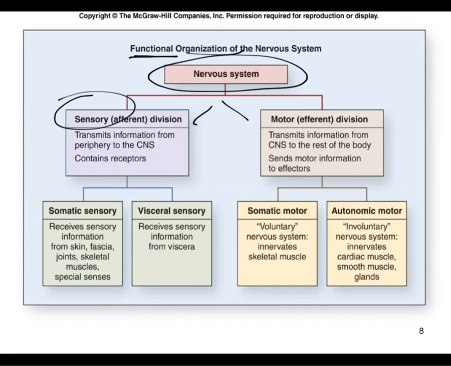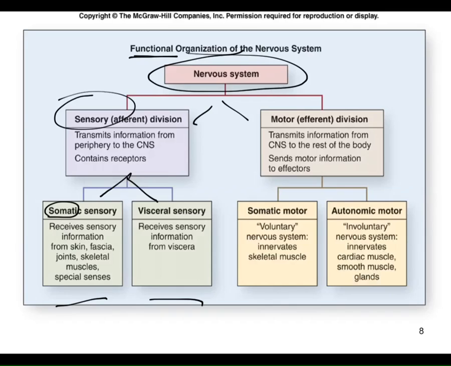The sensory nervous system, the sensory division, can be further broken up into the somatic sensory and the visceral sensory. There's a word here that we need to understand, and that is soma or somatic. We haven't seen that term yet. Okay, but soma means body. So your somatic sensory is basically receiving signals from the surface of your body. This is your touch. This is smell, hearing, taste. It's also mentioning your joints and muscles, and I'll come back to that in a second.